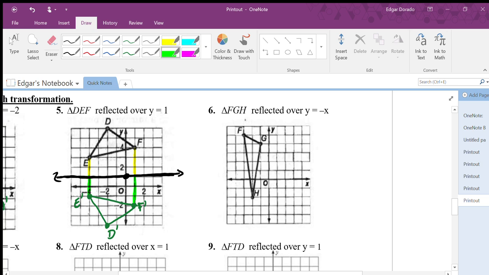So my recommendation to you is actually to go ahead and write coordinates for each one of these. So let's write those coordinates, guys. So for H, my coordinates are -2, -2. For G, my coordinates are -1, 4.